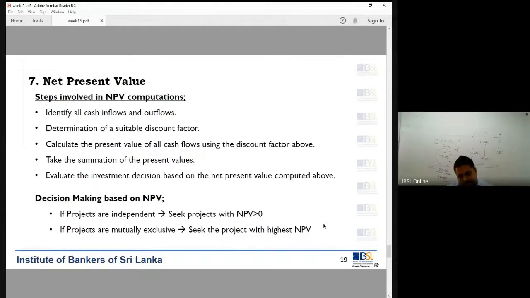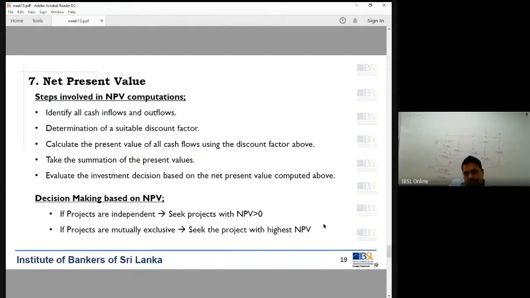What we discussed in steps form is given here. The steps involved in any NPV computation: first, identify all cash inflows and outflows, like the class example we discussed. Second, determination of a suitable discount factor. A lot of questions will directly give you this: the company will take 10% as the discount factor or the required return. Required return is another term. Let's say one form is that the discount rate is 10%, or the required rate for the company is 10%. Either of these terms should ring a bell and tell you that is your simple R.